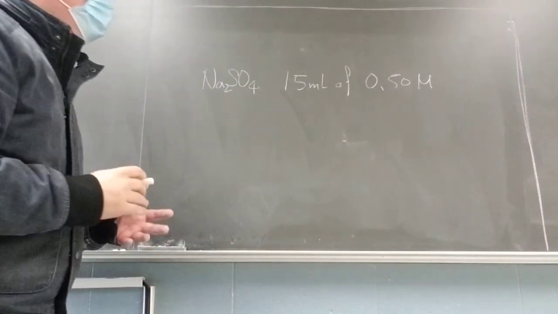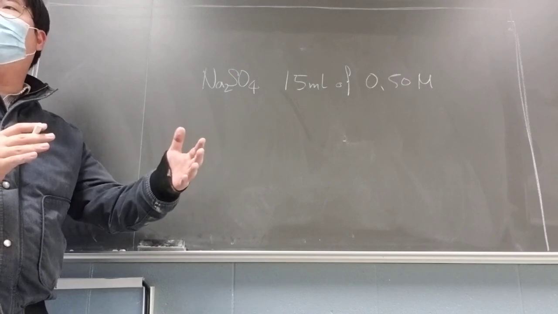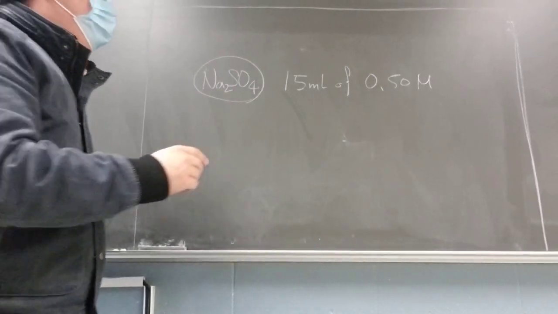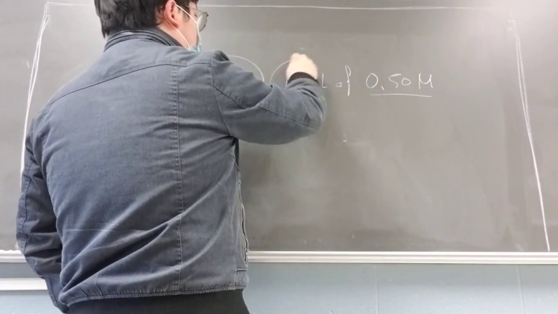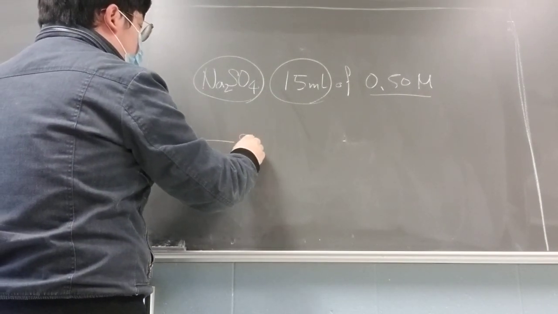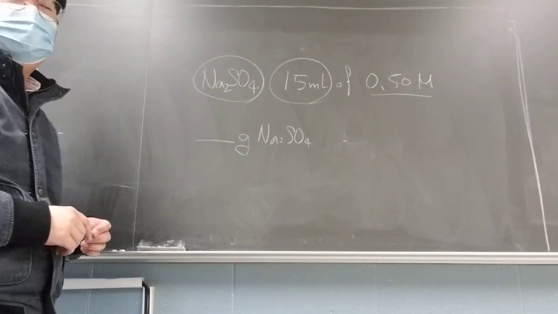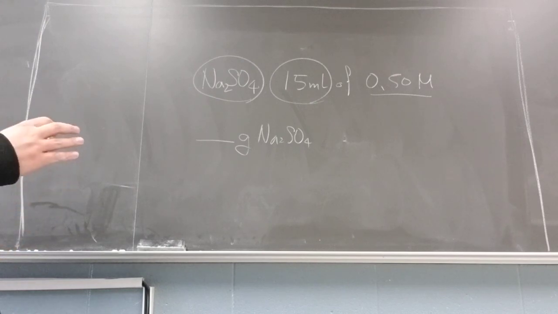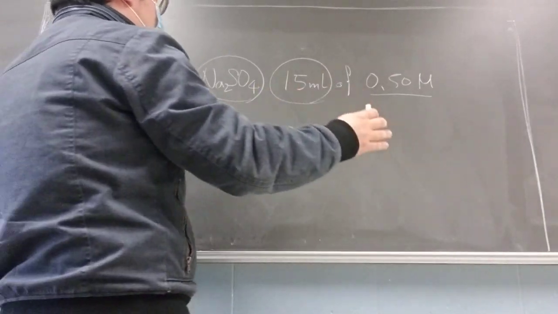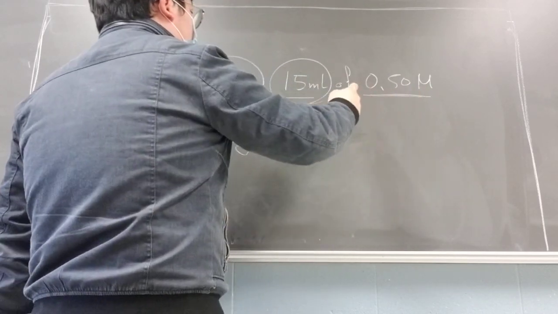Okay, so now we have another problem here, but we're actually going to do this in the opposite direction. If you have a sodium sulfate solution, which is this much concentrated, and this is how much volume the solution is, then we want to find out how many grams of sodium sulfate should be in this solution. So we're just going to do the opposite directional calculation from the one we just did. We start from these two numbers.